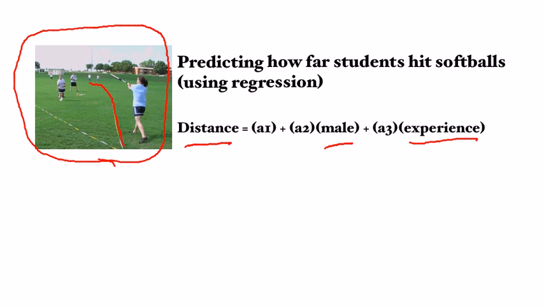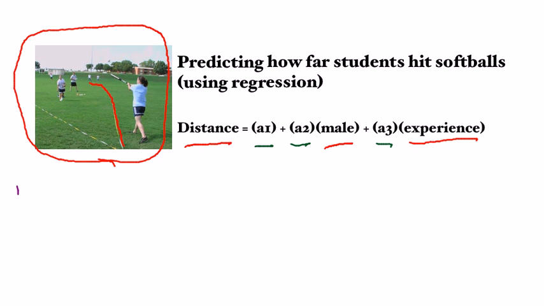Then we can give Excel those 3 variables, and Excel will give us 3 numbers in return: a value for A1, a value for A2, and a value for A3. It's going to give us numbers that make an equation that is accurate at predicting hitting distance. So, just as an example, Excel might give us something back like this.